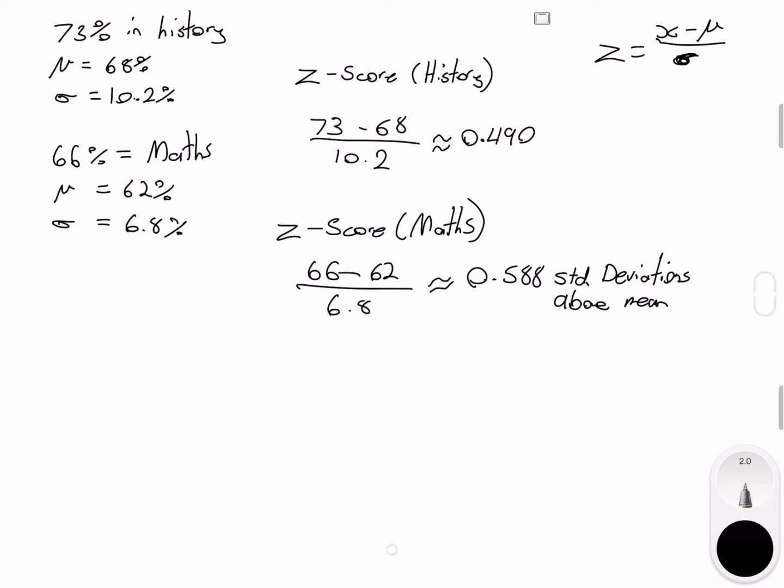So the conclusion that we can make is that this student's result in mathematics was better compared to the class, even though the percentage was lower. So even though we're looking at 73% in history versus 66% in mathematics, comparing their score with the rest of the class, this student did better in maths than what they did in history.